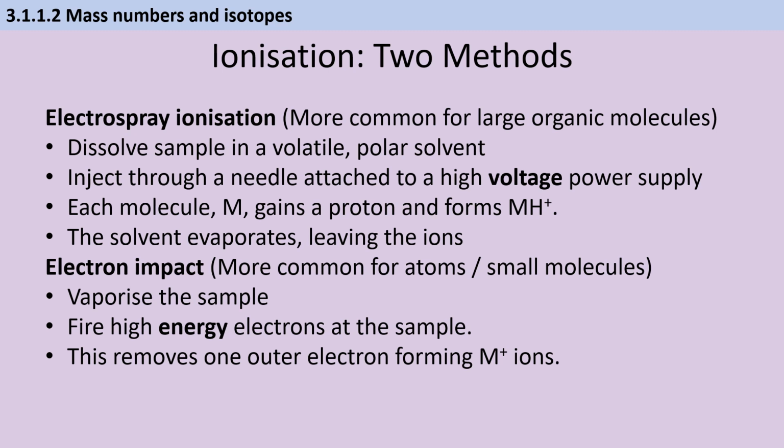Say if we were analysing decane, it's got an MR of 142, so the final ion would have an MR of 143. Alternatively, we can use electron impact ionisation, and this is where we use an electron gun to fire high energy electrons, and those electrons knock another electron off the original substance, and therefore the mass of that new ion is the same as the mass of the original species, but it has a positive charge.